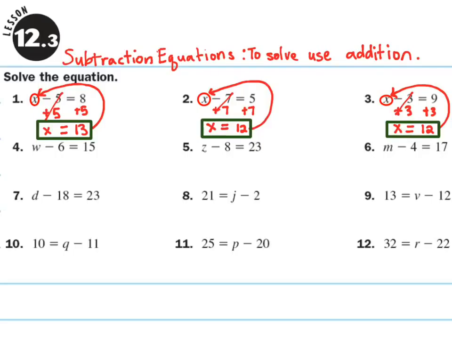Now, I just want to clarify once again that it doesn't matter which side the variable is on, whether it's on the left side or the right side. It really doesn't matter where we're at. We can solve for it. We can isolate that variable because remember, the two sides of the equation must be equal. They must be balanced.